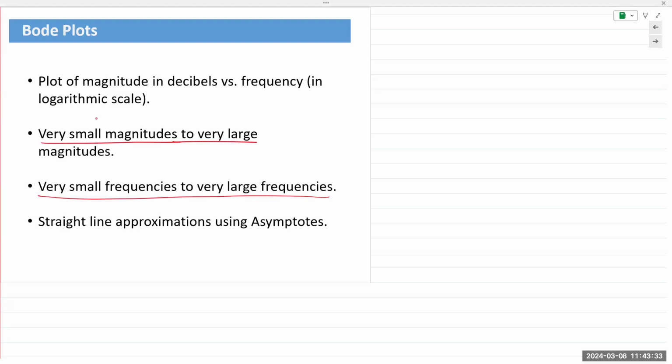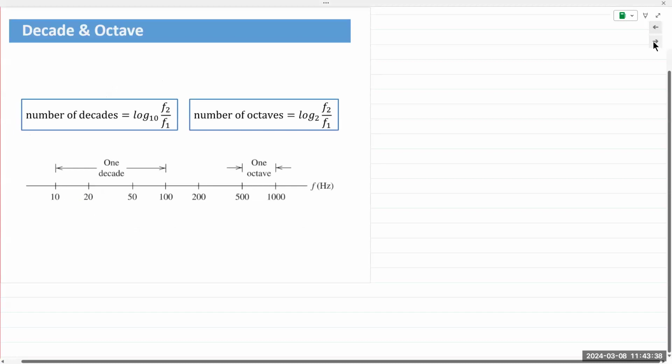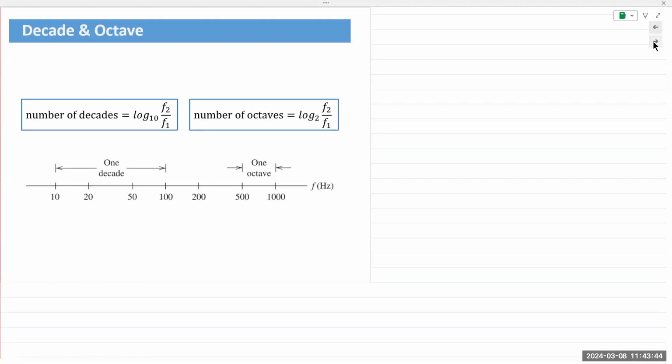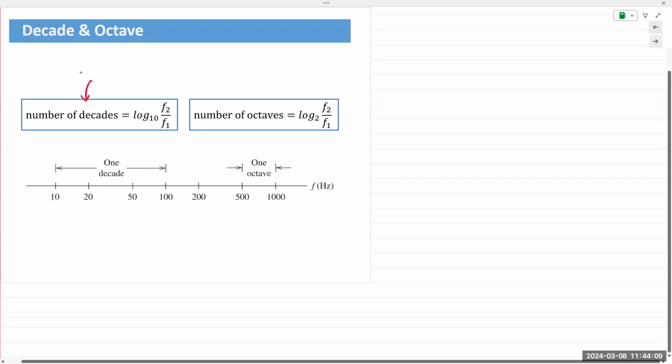Okay, so first we'll look at the x-axis, then we look at the y-axis. On the x-axis, we are plotting the frequencies. What we do is we plot it on the log scale. So you need to know what a decade is. A decade of frequencies is described as the log of the ratio of any two frequencies. If you take any two frequencies, F1 and F2, you take the ratio of the frequencies and you take the log of these frequencies to the base 10, that would give you the number of decades between those two frequencies.